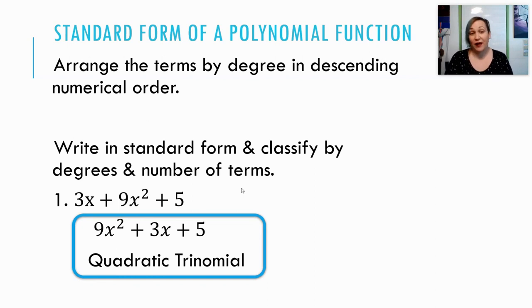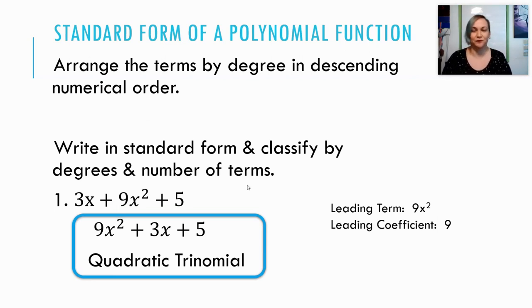Now in Delta Math, they might ask you some more questions, so I want to go over a couple more vocabulary words with you. The leading term in this polynomial, or more specifically a trinomial, is 9x squared. That just means the first thing when you write it in standard form. And the leading coefficient is the number 9. So coefficient is a number being multiplied in front of a variable. And then the constant is the number 5. The constant is the number without a letter. If there is no constant, then you can write the number 0.